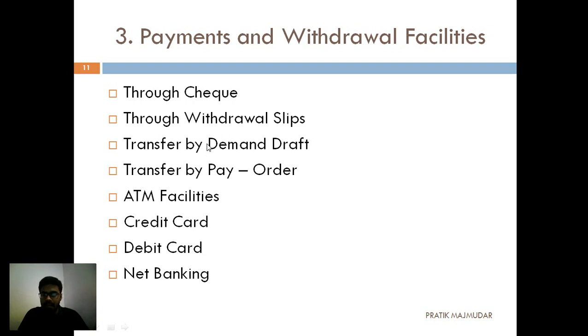A demand draft is used, for example, if you are staying in another city and you are going to give a demand draft to Anand, so you have to make a demand draft. When you are paying within the city, that means from Anand to Anand, then you have to make a pay order. Okay, now next, that is the ATM facility.